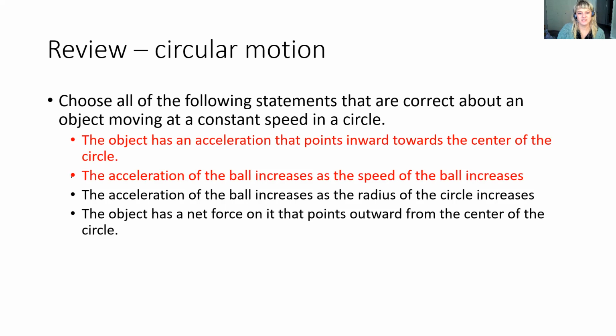Only the first two statements are correct. The object does have an acceleration that points inward towards the center of the circle. That's the centripetal acceleration. As the speed of the ball increases, the acceleration is going to also increase. Remember, centripetal acceleration is v squared over r. If the radius of the circle increases, the centripetal acceleration of the ball is going to go down. These are inversely proportional, acceleration and radius.